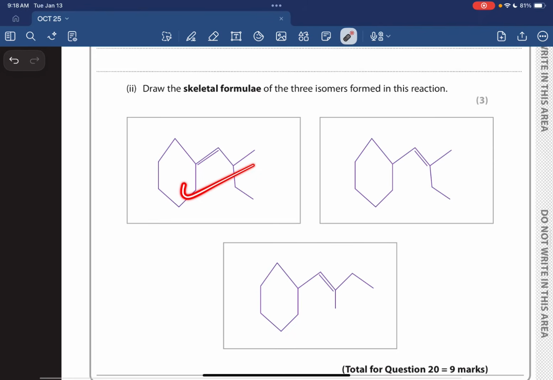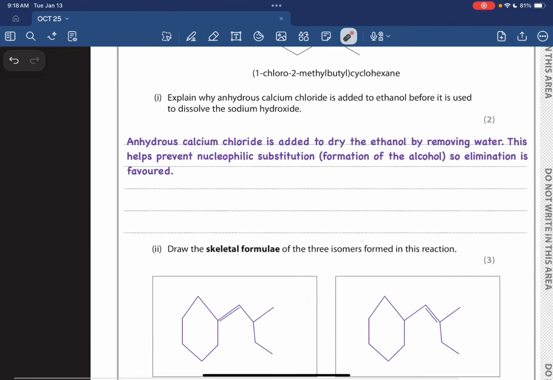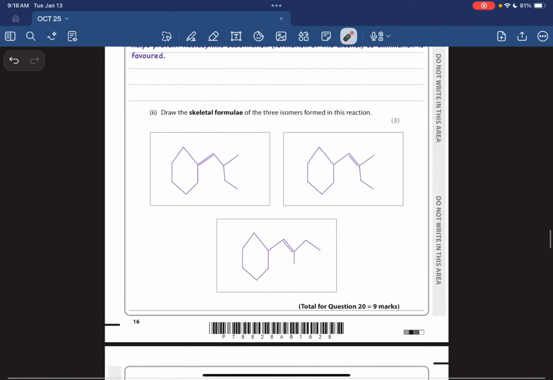These two are easy marks because as chlorine is removed from here, a double bond could form over here or here. The third one was kind of tricky. So, moving on to the next question.